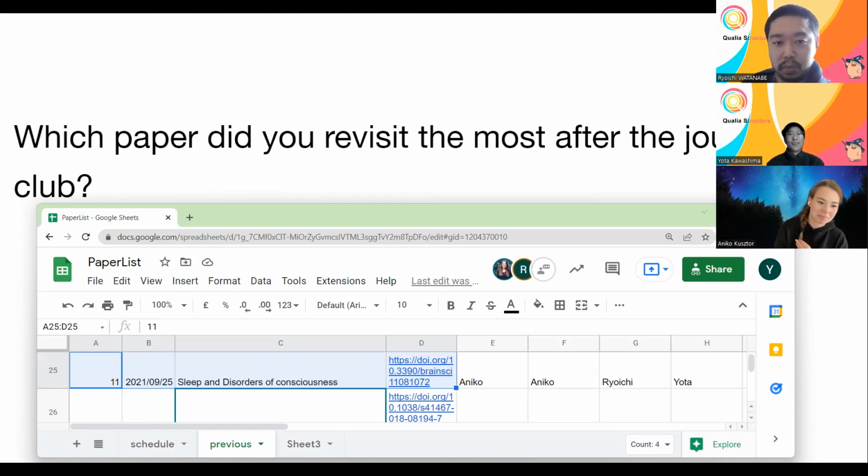I see. So I think for this question, everyone picked up a review paper, and it's natural or plausible because a review paper contains a lot of information from previous studies, but at one go we just can't remember everything, so we need to revisit over and over again, and then we need to cite this paper.